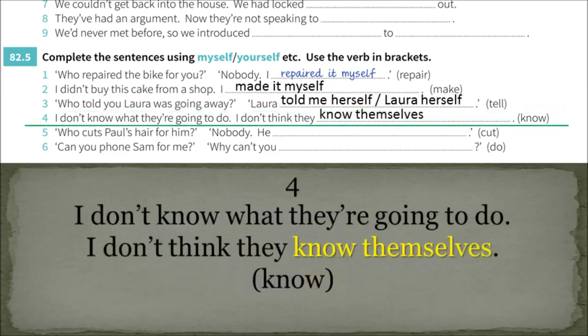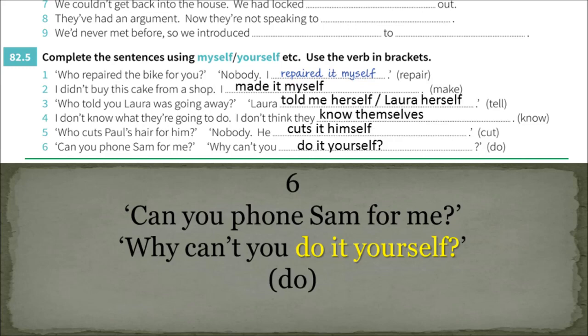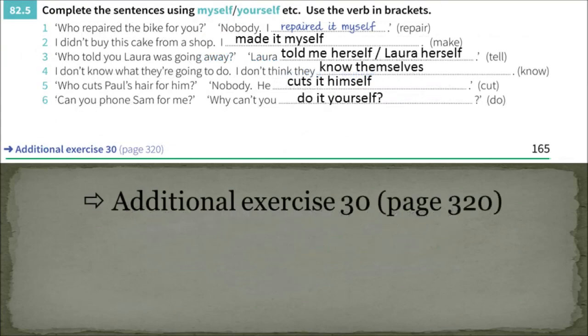I don't know what they're going to do. I don't think they know themselves. Who cuts Paul's hair for him? Nobody. He cuts it himself. Can you phone Sam for me? Why can't you do it yourself? Additional exercise 30. Page 320.